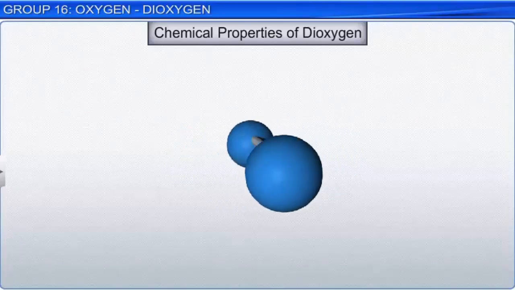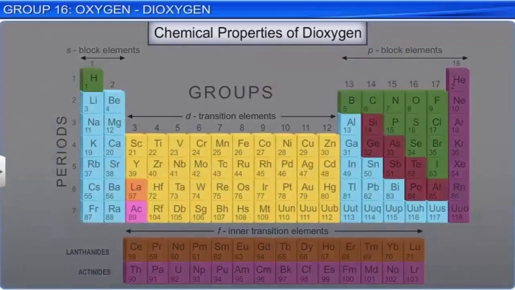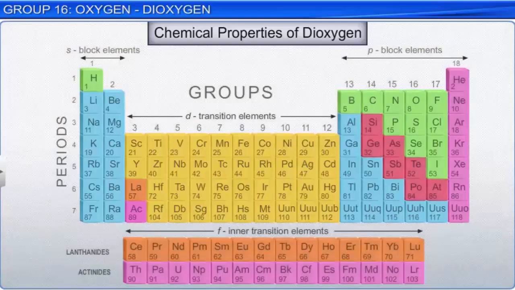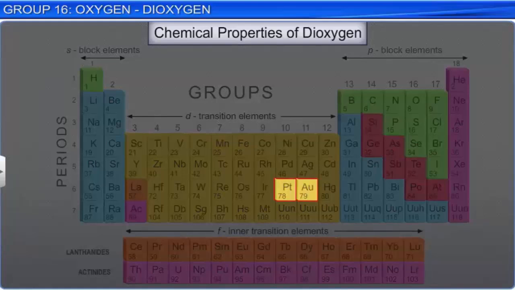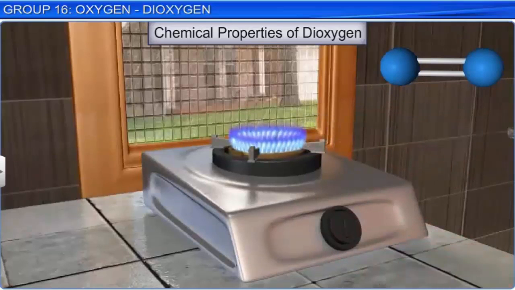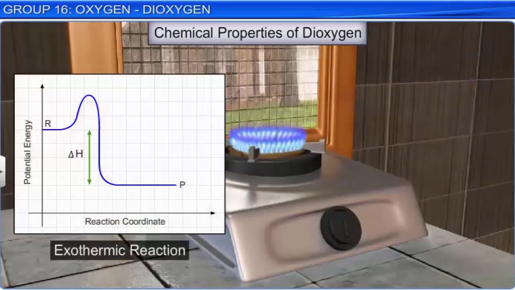Let's now see the chemical properties of dioxygen. Dioxygen is a very reactive element and reacts directly with nearly all metals and non-metals. However, it does not react directly with some metals like gold and platinum, and some noble gases like helium, neon, and argon. In spite of the great reactivity of dioxygen, some external heating is required to initiate the reaction, as the bond dissociation enthalpy of the oxygen-oxygen double bond is very high. However, as the reactions are highly exothermic, once started, they proceed rapidly without further application of heat.